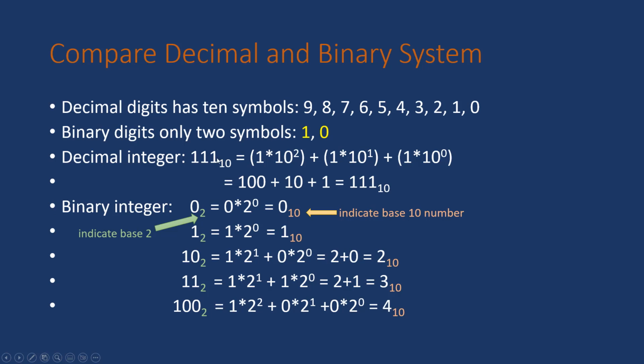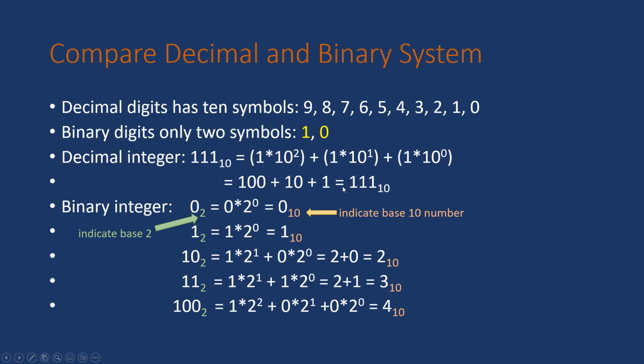The second digit is the tens position. In this tens position, we have the number 1 multiplied by 10 to the power 1, so this is 10. The third position is the hundreds position, which is 1 multiplied by 10 to the power 2. This is 100. So 111 is 100 plus 10 plus 1, which is equal to 111. This is a base 10 number.